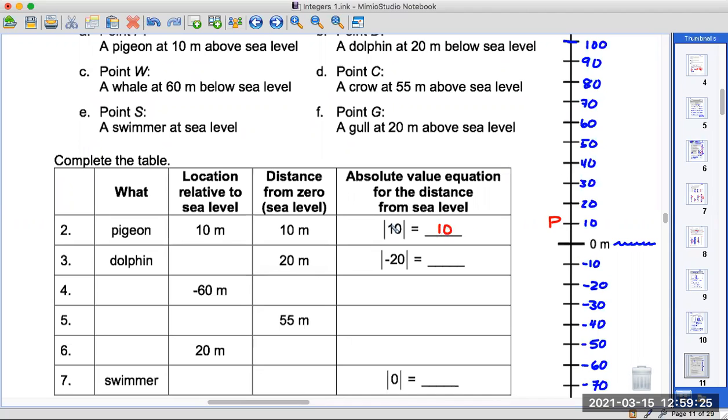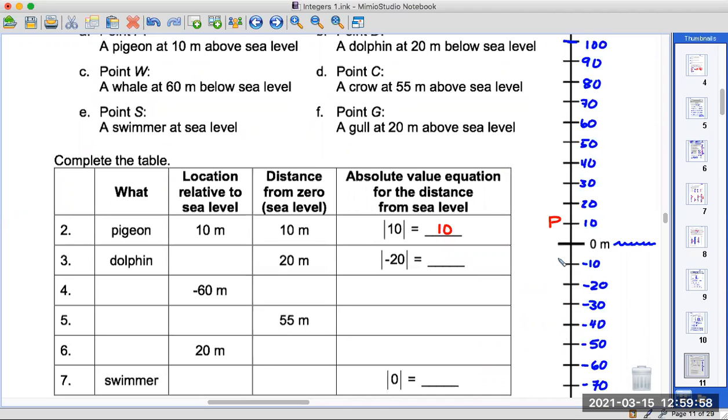So the absolute value, the distance to 0, is simply 10 meters. Okay. A dolphin. Is the dolphin above sea level or below sea level? It says above. Yeah. It says location relative to sea level. Would the dolphin be up here or down here? Let's not worry what it says. I'm asking you, is the dolphin above the water or below the water?